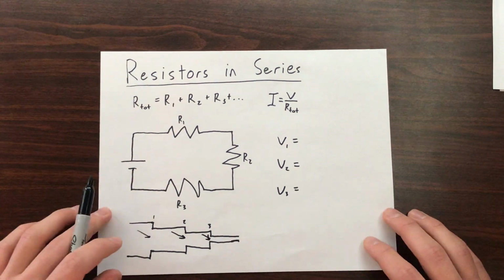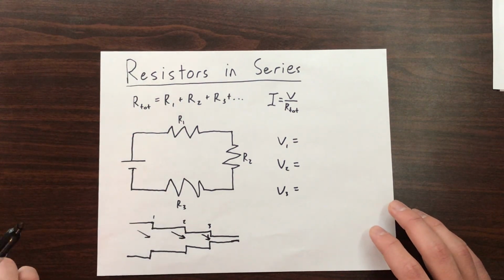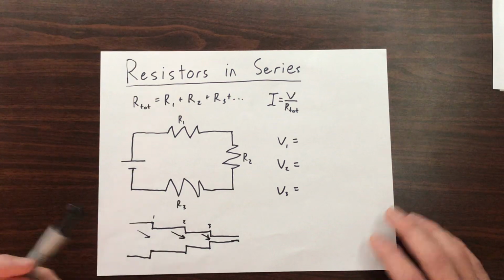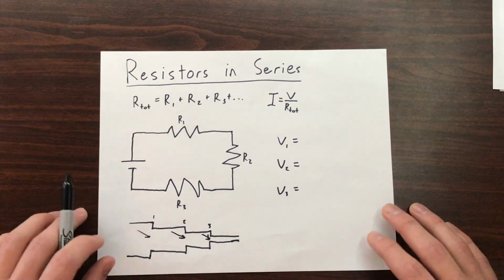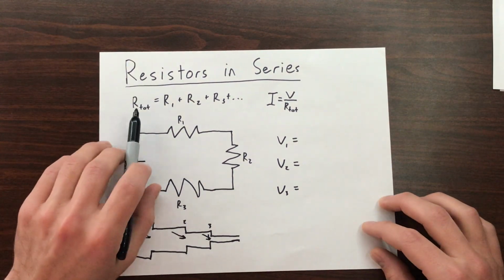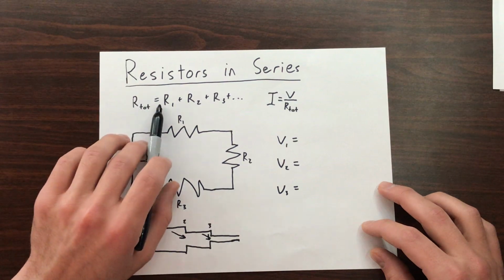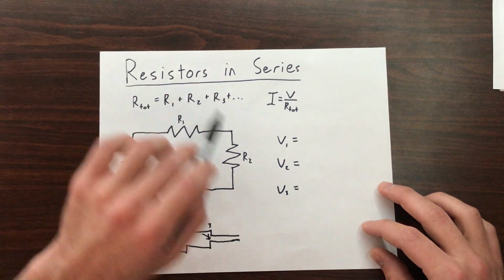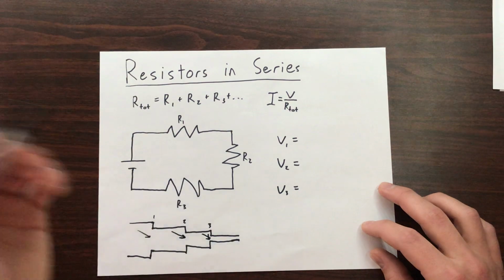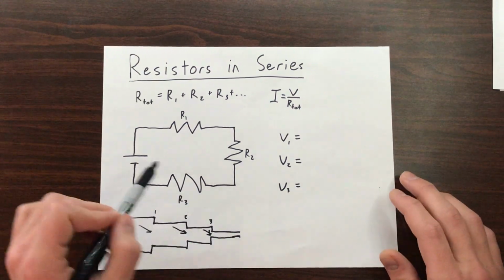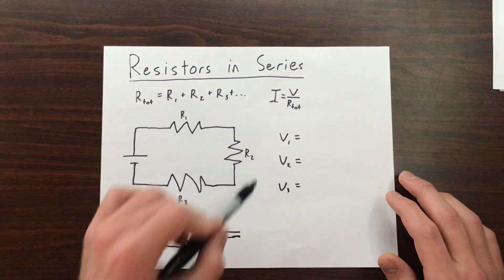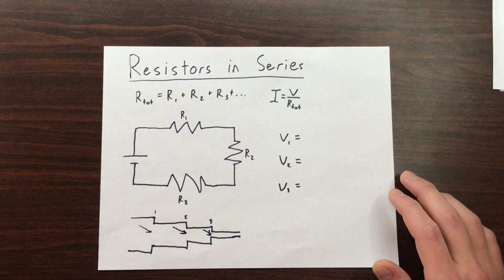So how do you find the total resistance in a circuit when resistors are in series? It's actually a pretty simple equation. The total resistance R total is equal to the resistance of R1 plus R2 plus R3 plus however many resistors you have within that series. When you add up those resistances, you find the total resistance.